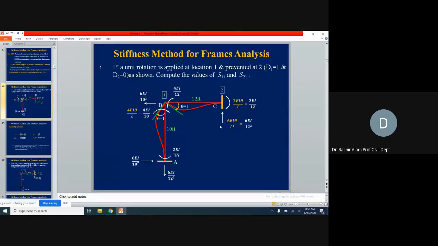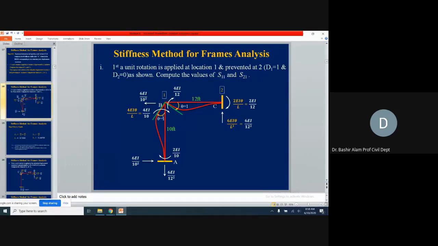Then the balancing couple. The unbalanced couple is in the clockwise direction, so the balancing couple will be in the counterclockwise direction. So here we have a downward reaction of 6EI over 12 square, which is not shown here because then we have a lot of numbers and that will cause congestion, and because of congestion you will get confused.